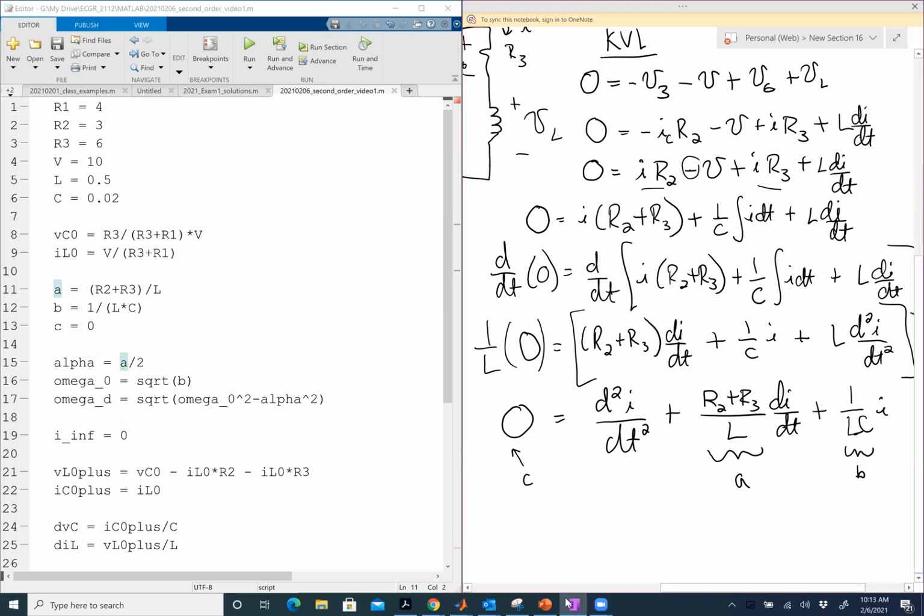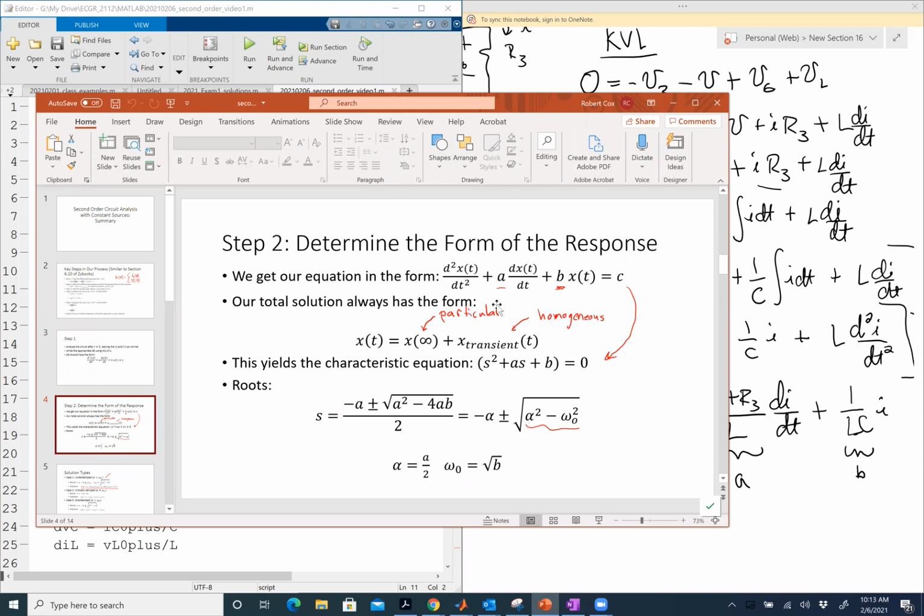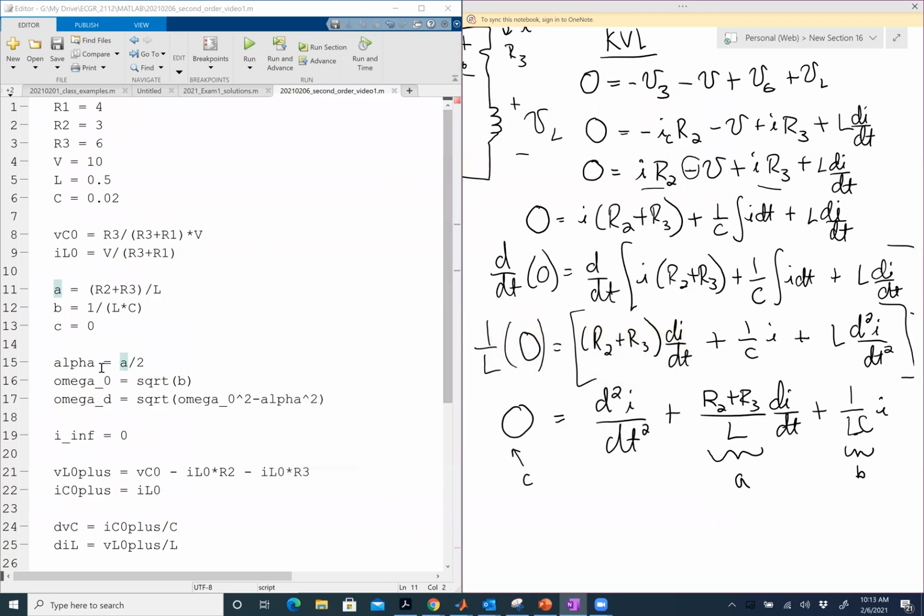Now my step 2. If I look at my process here, step 2 is to go through and get the roots of the characteristic equation that goes with that differential equation. We said I can calculate those roots straight away, or I can use some of these formulas to remember the values of alpha and omega naught, which are included in those roots. So alpha is A over 2, and omega naught is the square root of B. I just put those values in here. This is step 2, so I go through and do those calculations.